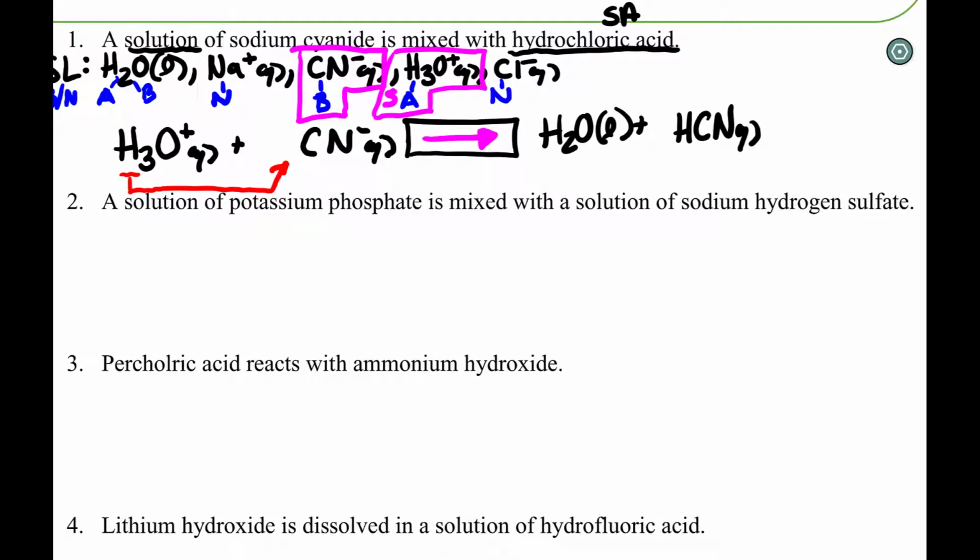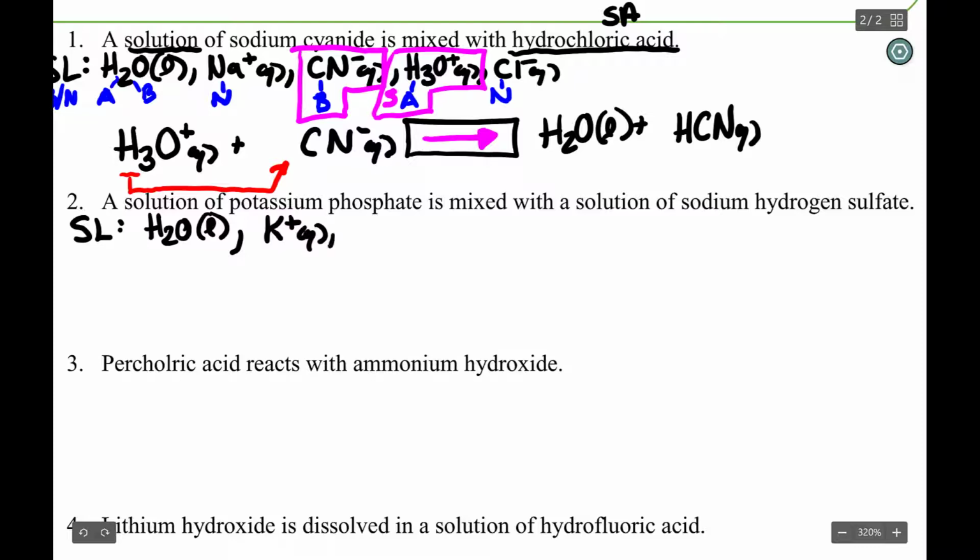So now that you had a chance to try it, let's go through the answer. Starting with our species list, it says a solution. So I have water of potassium phosphate. Potassium's a group 1 metal cation and very soluble. So phosphate is PO4 3-. It is mixed with a solution of sodium hydrogen sulfate. Now, hydrogen sulfate is one polyatomic ion. It is not two different ions, so it's HSO4- aqueous.